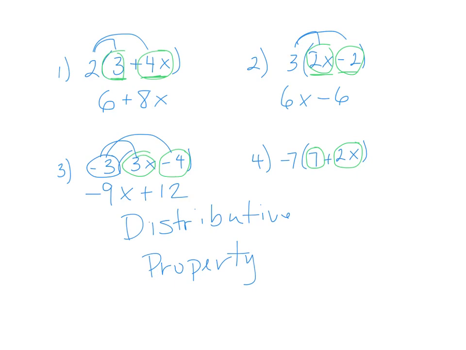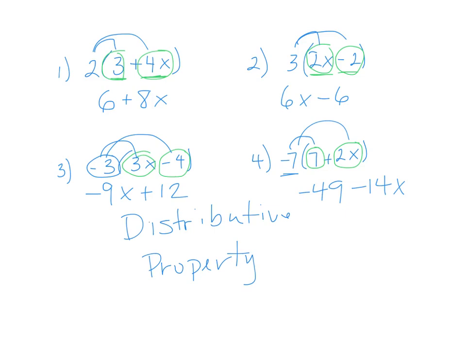And 4, we're going to take this negative 7. Negative 7 times positive 7 is negative 49. And negative 7 times 2x is going to be negative 14x. So there's the distributive property in a nutshell, a real quick review. Hopefully it's something that you've seen before.